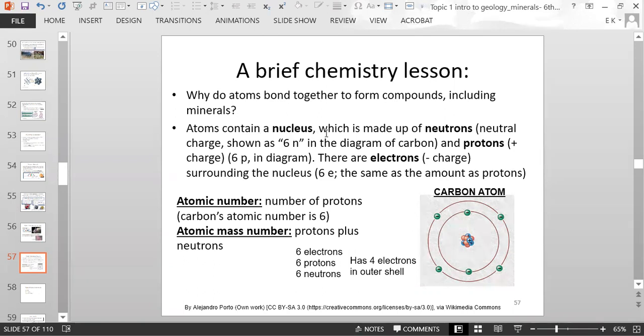So atoms contain a nucleus, which is made up of neutrons, which have a neutral charge. Here's an example of a carbon atom, and the nucleus is the center here. The little red circles with no charge are neutrons, and the protons are the little blue circles with the plus signs. Then, surrounding the nucleus and spinning around it, you have electrons, and those have a negative charge. The number of protons equals the number of electrons.